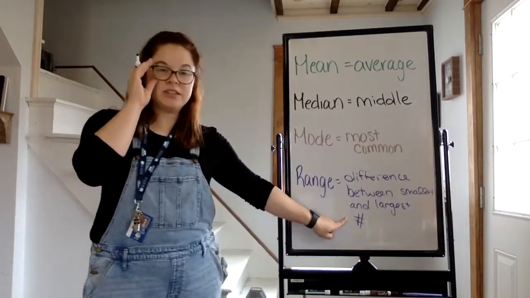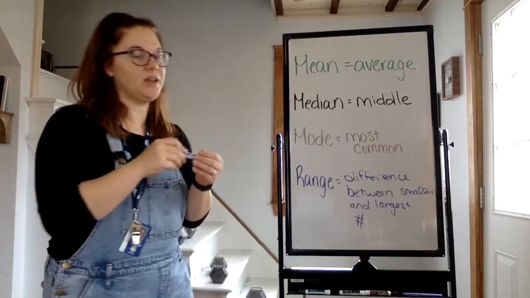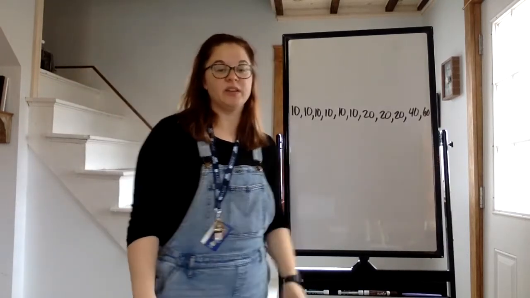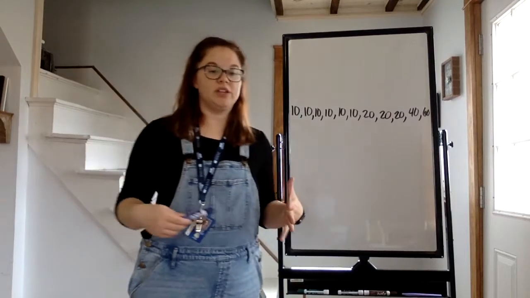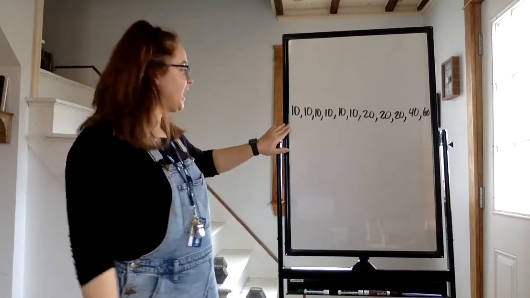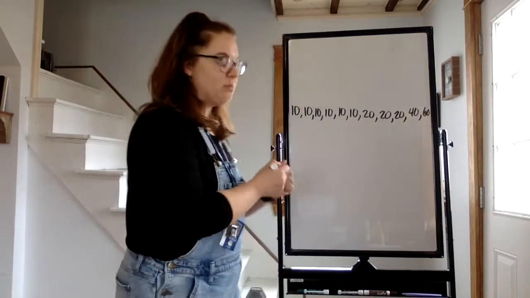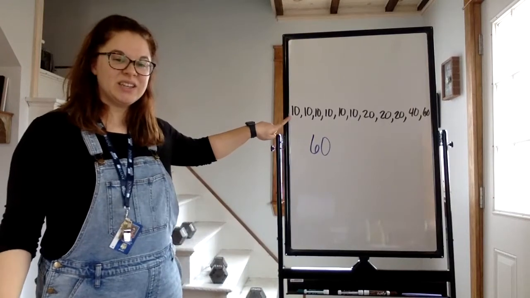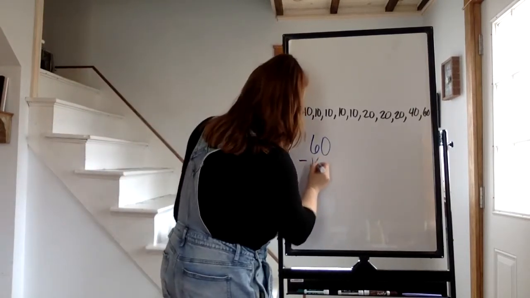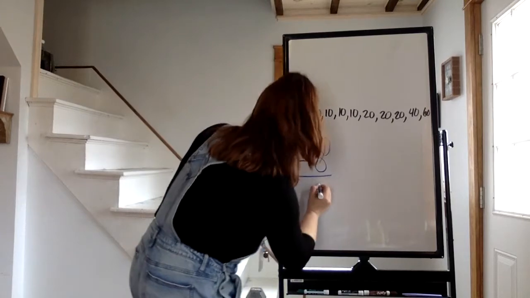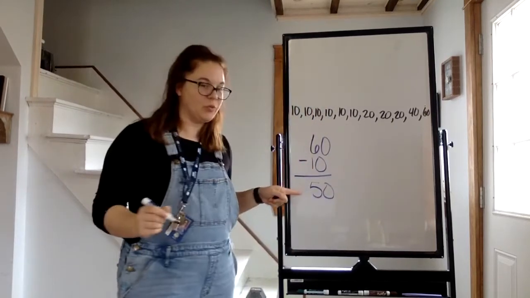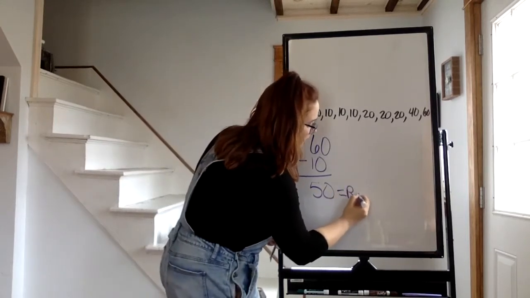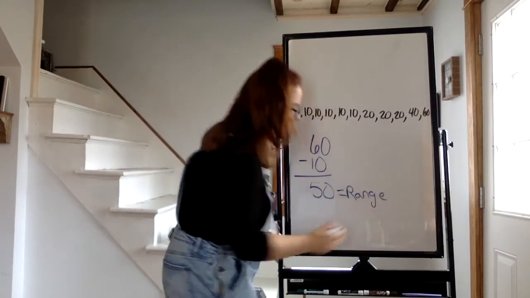Number. And again, this is the number symbol. It doesn't just mean hashtag. We're going to go back to this same data set we've been using, and we're going to find the range. So to find our range, we're going to take the largest number, 60. You're going to subtract the smallest number, 10. So minus 10. So we get an answer of 50. I hope you all got that. And so our range equals 50.